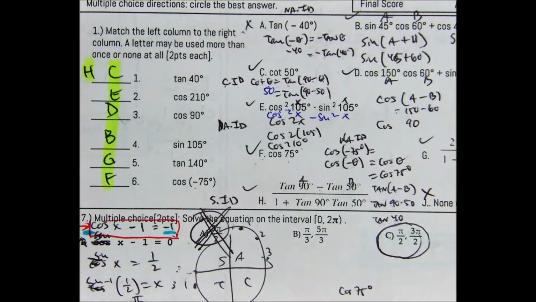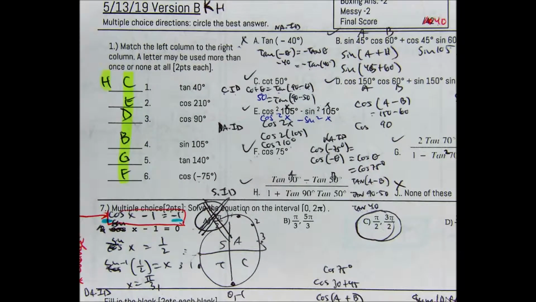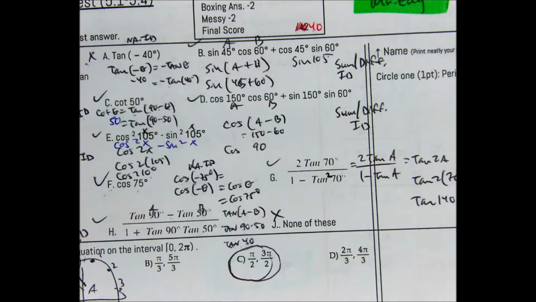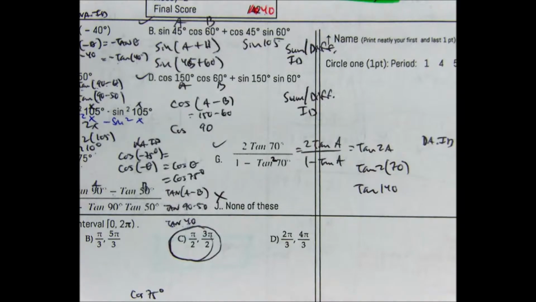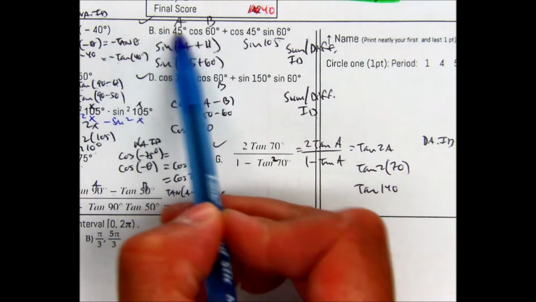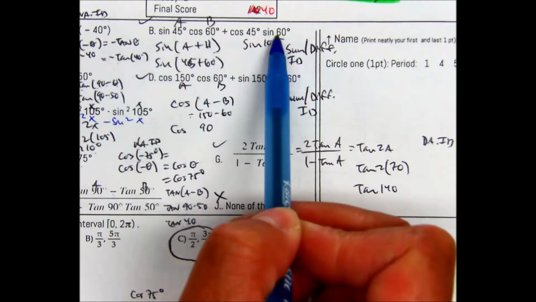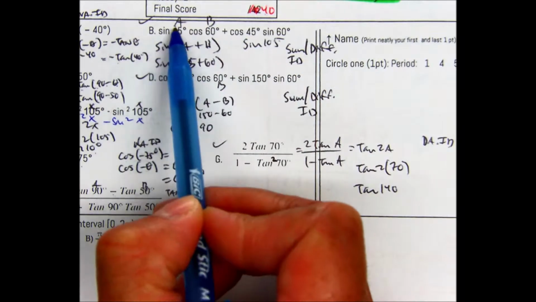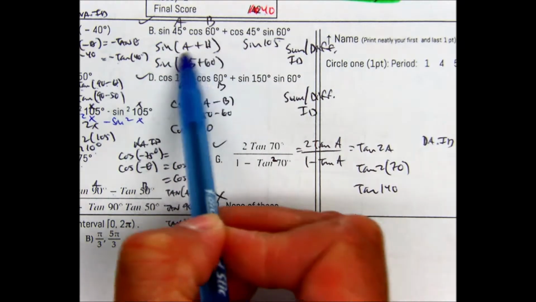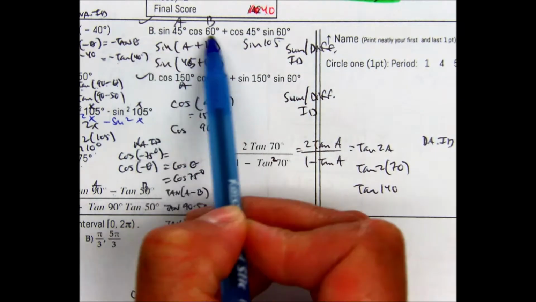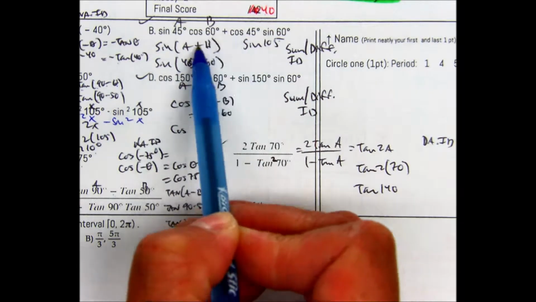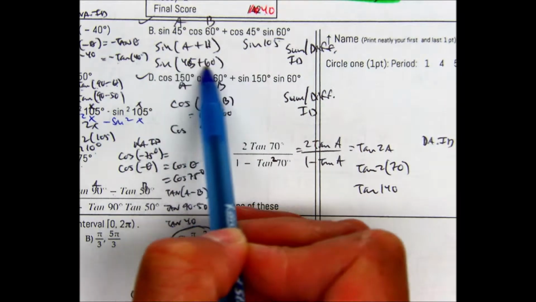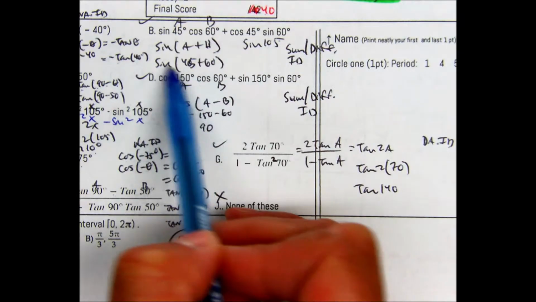Let's go ahead and do the next column. For B, you have sine, cos, cosine. You have the sine sandwich. So it's sine. A is 45, B is 60. The question is, what do you do with those? Well, for sine the sign stays the same. So A plus B is 105. So your answer is sine of 105.